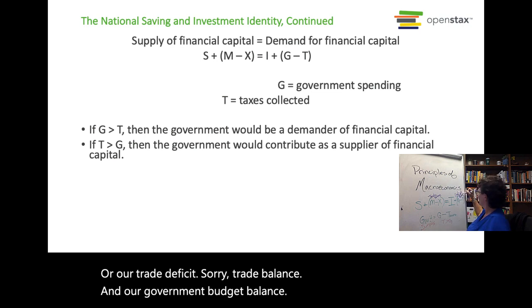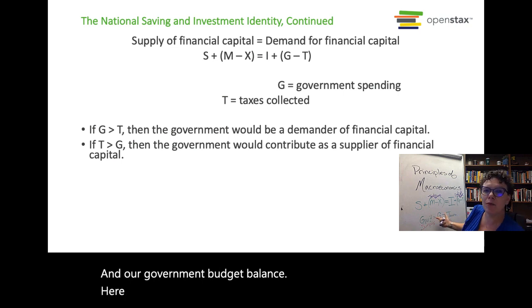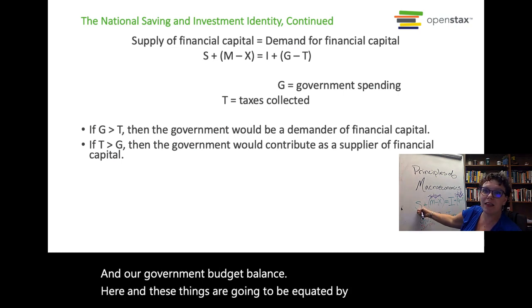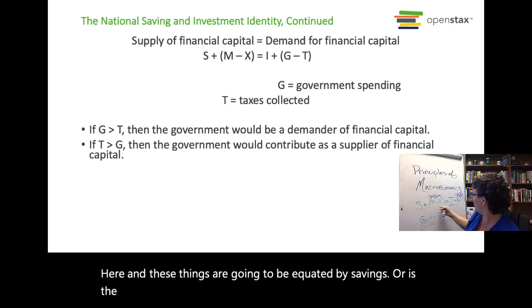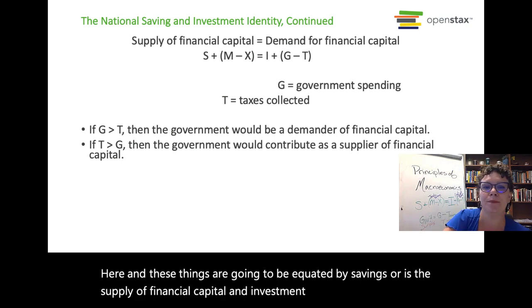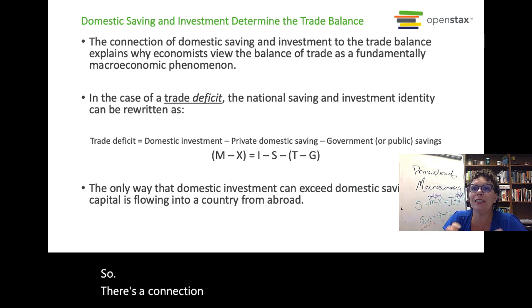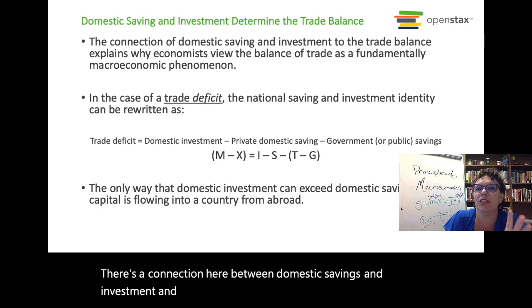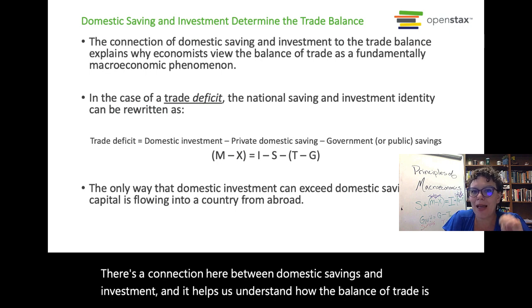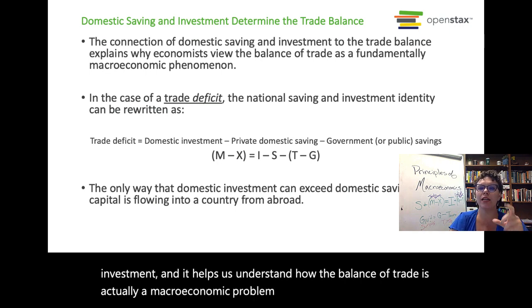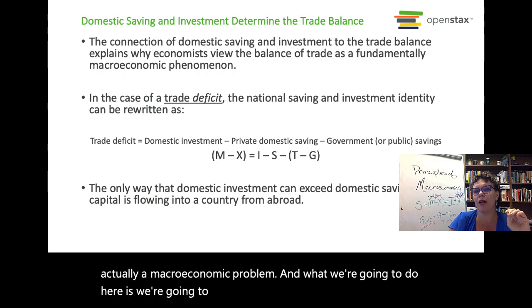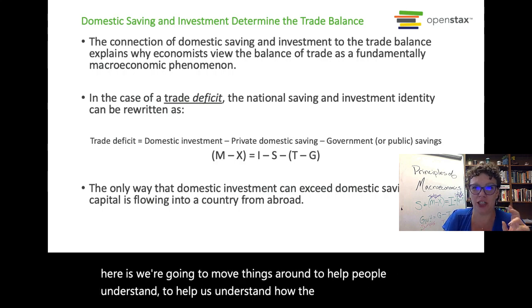Here. And these things are going to be equated by savings, or the supply of financial capital, and investment. Okay? So there's a connection here between domestic savings and investment, and it helps us understand how the balance of trade is actually a macroeconomic problem. And what we're going to do here is move things around to help us understand how these things are interconnected.